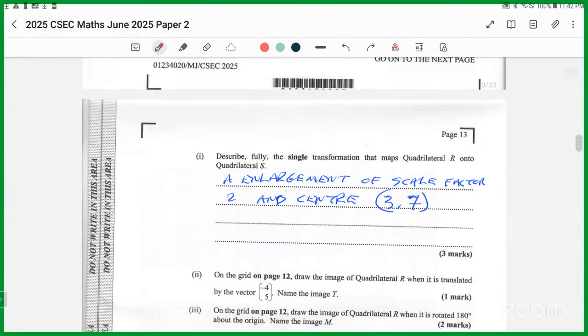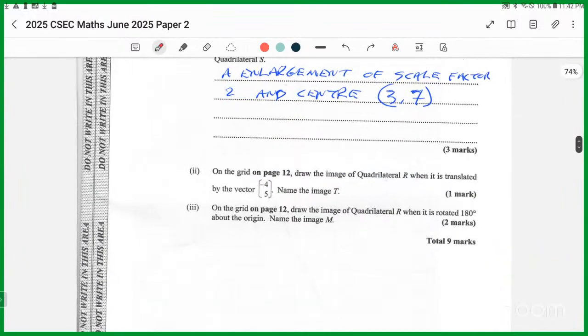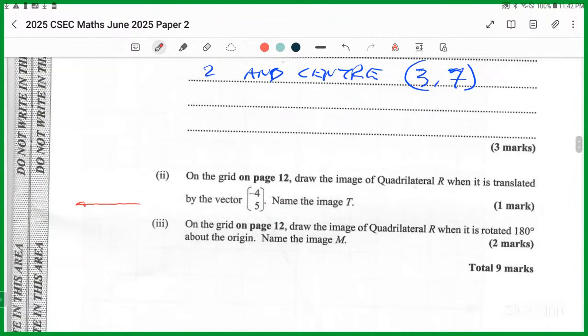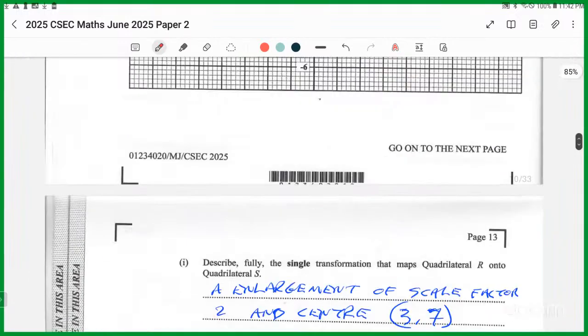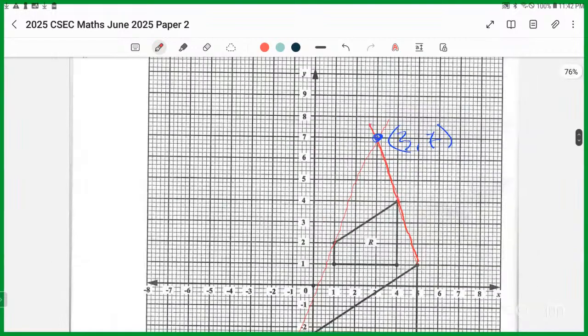Yes. Next part says, on the grid on page 12, which is the page of the graph, we have to draw the image of quadrilateral R when it is translated by -4, 5. So -4, 5 means 4 to the left, 5 up. Minus means that you're moving to the left. You need to move the quadrilateral without turning it, 4 to the left, 5 up. Or you need to see what happens to 1 point and draw the same shape around that 1 point.